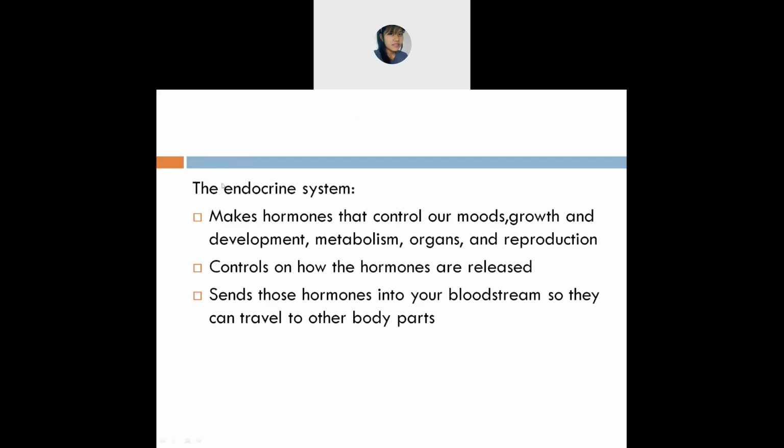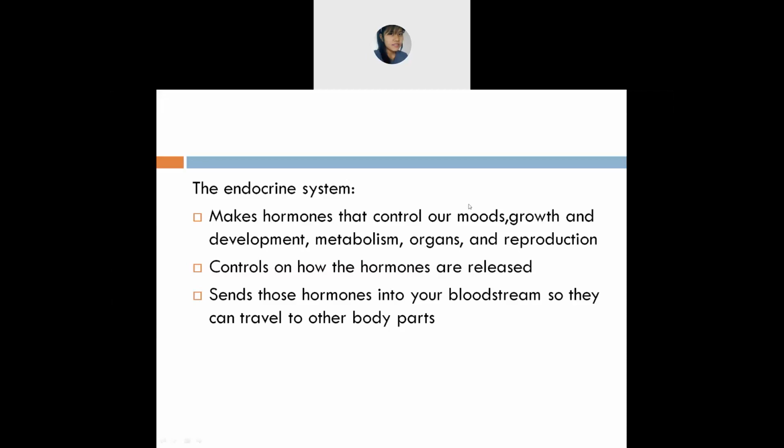So what will this endocrine system do? It will make hormones that control your moods. Even your moods are controlled by this endocrine system. It also controls your growth and development, metabolism, and again your organs and reproduction.